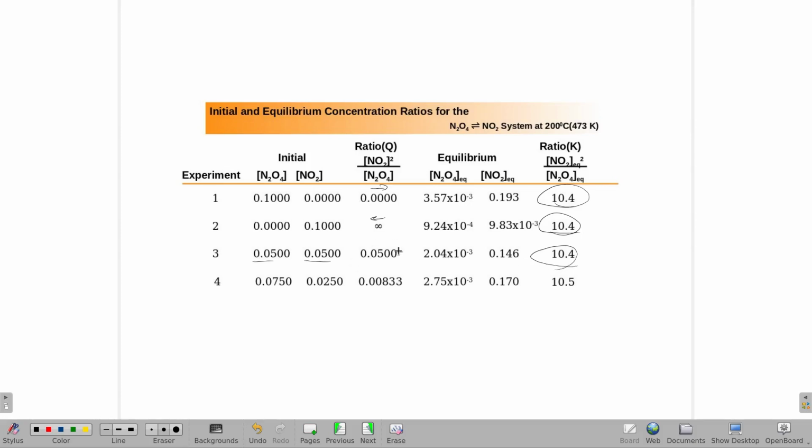Now the neat thing is, this time if we have a Q and we know what our K is, since this Q is smaller than K, we know this reaction is actually going to go forward. And the same thing happened here. This Q is also smaller than K, so we're definitely going forward there as well. But no matter what, we'll get the same K at equilibrium. Now this difference is mathematical rounding, so that's why it is different there. But it is actually acceptable that it's off that little bit.